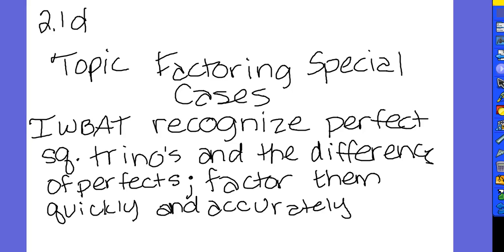Okay, so today's lesson is objective 2.1D. 2.1D. And our topic for today is factoring special cases.